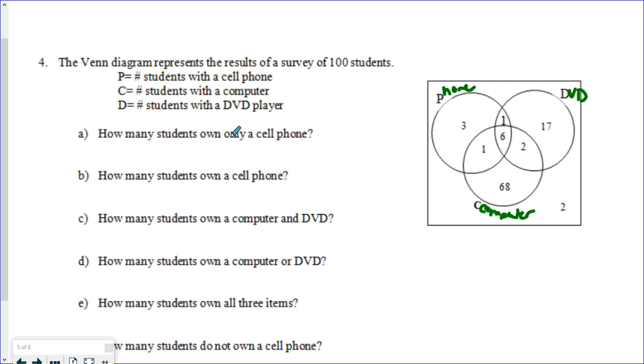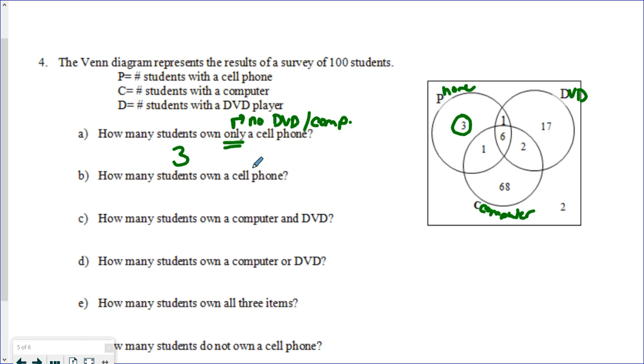So how many students own only a cell phone? Again, the word only is telling us no DVD or computer. Only a cell phone would be this portion right here, those individuals, because these individuals have a cell phone, but it's not only a cell phone because they also have a computer. So 3 students have only a cell phone.